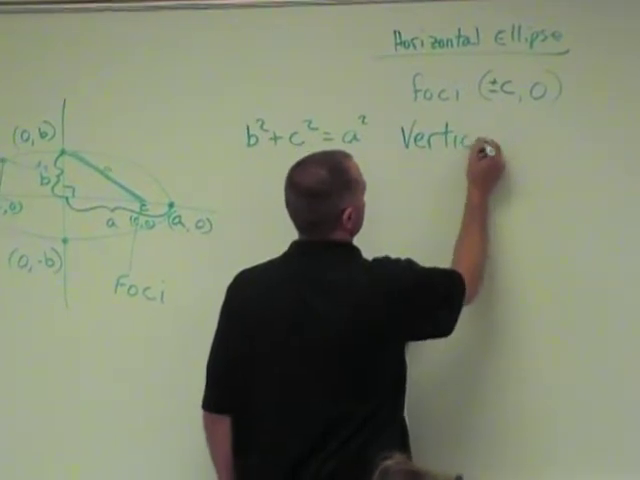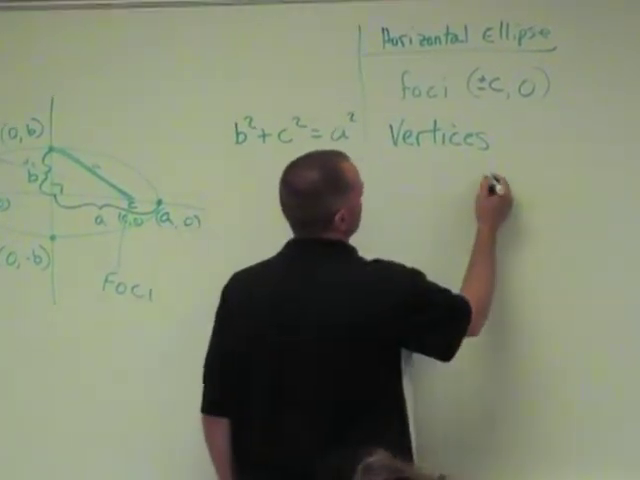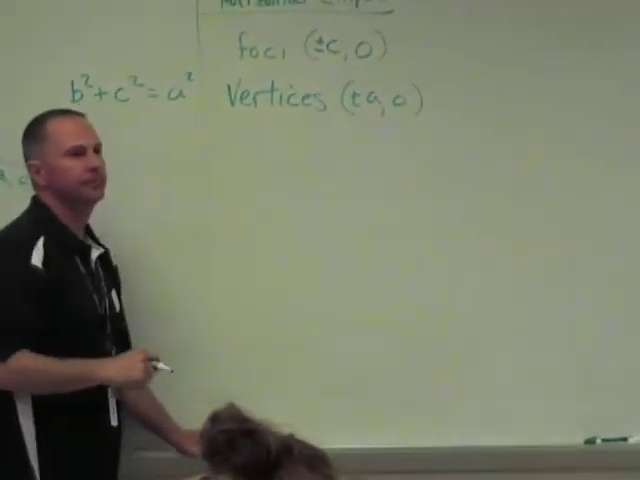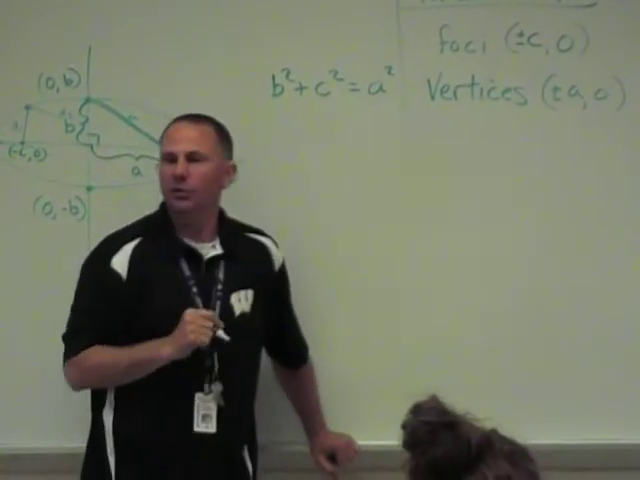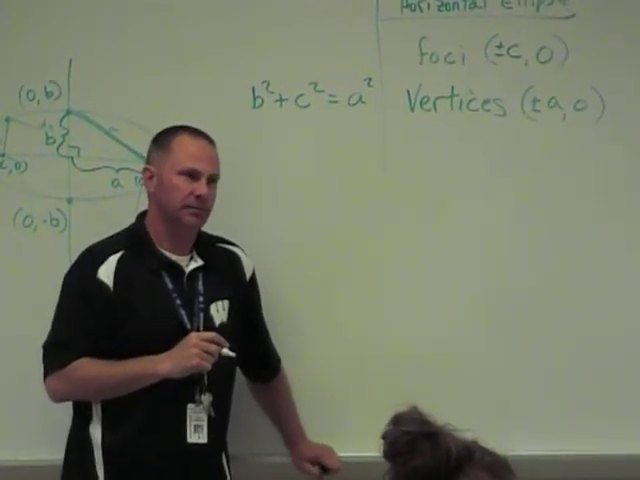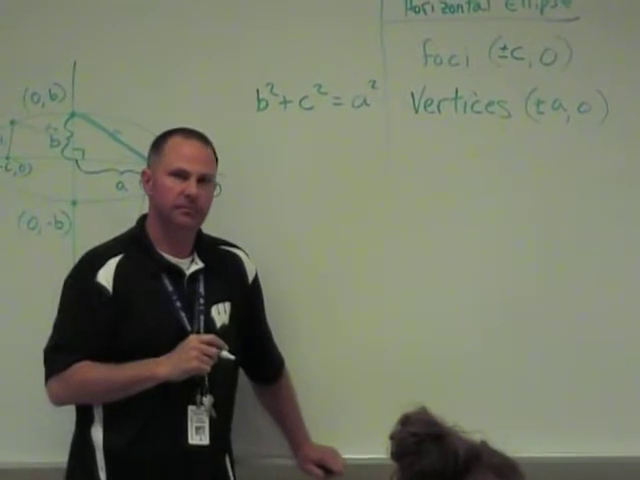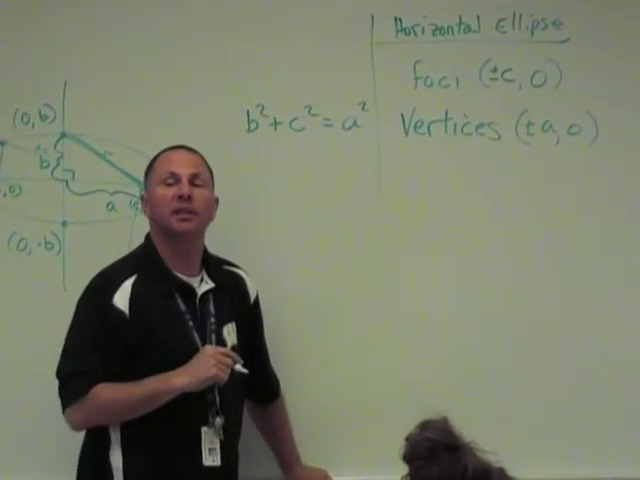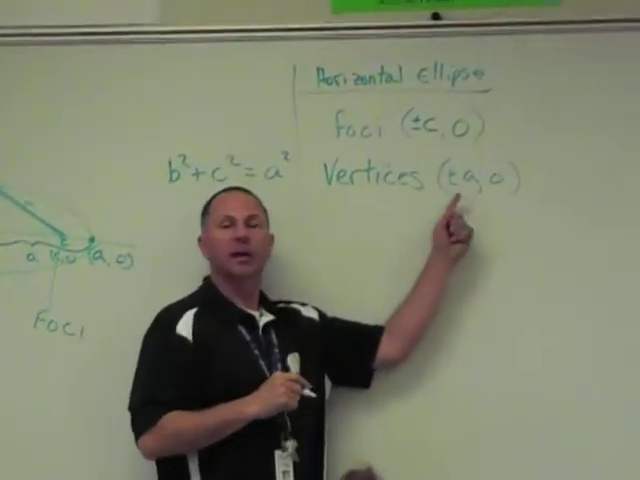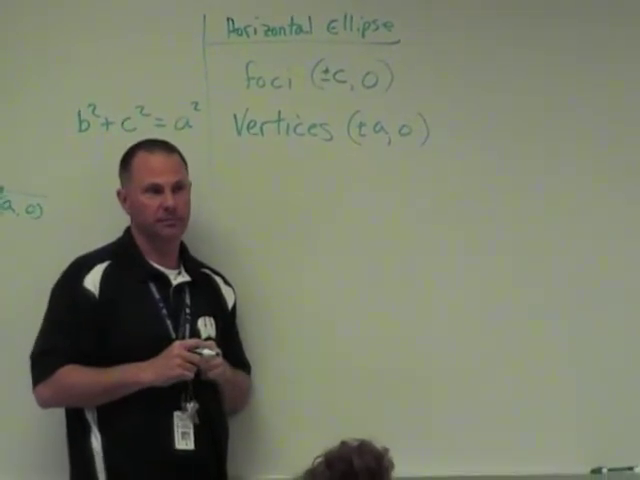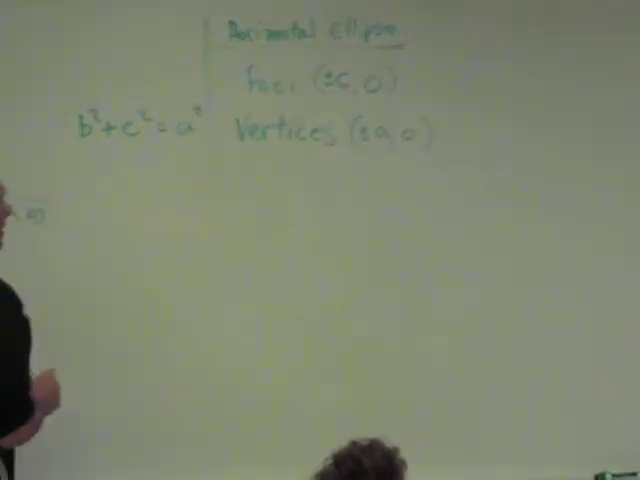Vertices. Vertices are at plus or minus a, 0. So how would those two change if we had a vertical ellipse? Plus or minus... no, the letters stay the same. 0, plus or minus a. Instead of being on x's, they'd be in the y positions. And we'll do an example with this.